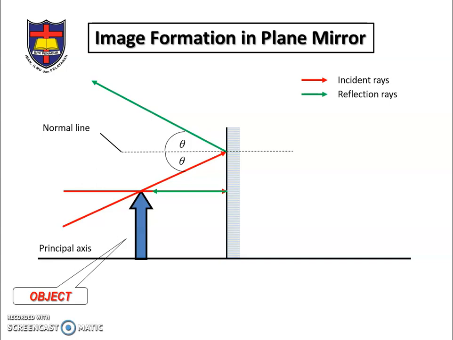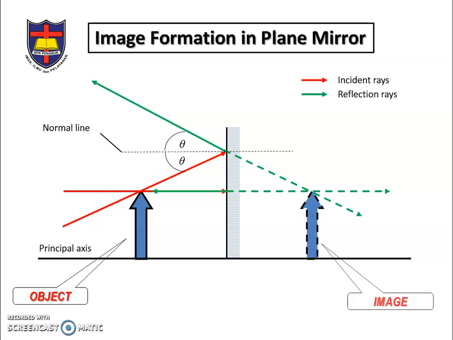Let's extend every reflected light we drew earlier to the back side of the mirror. Let's draw it as the dotted lines. After we extend the two reflected rays, then we can find the point of intersection between these two lines. That's where we get the image.